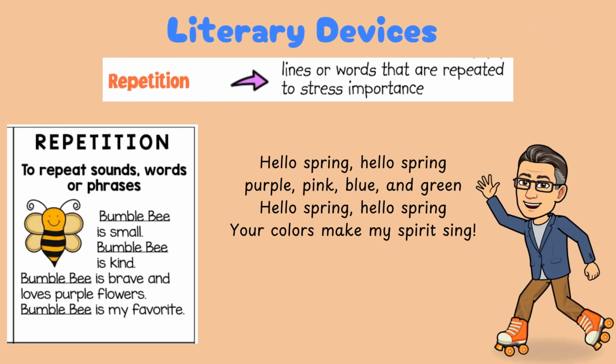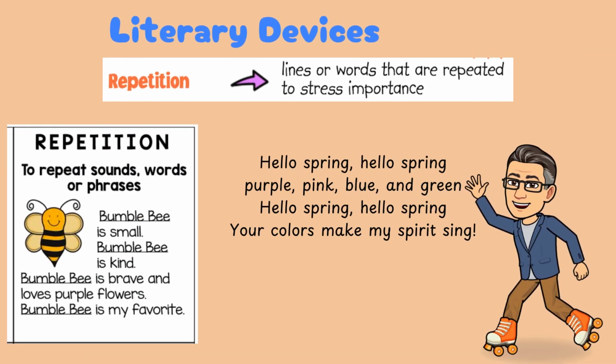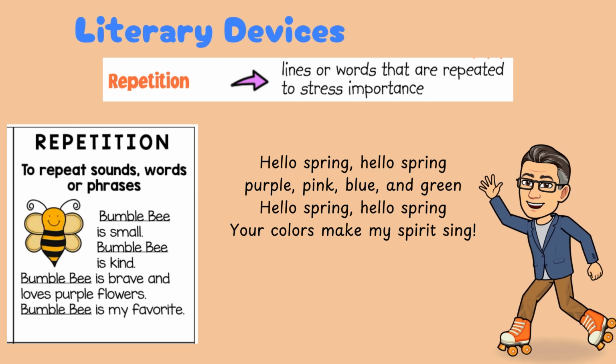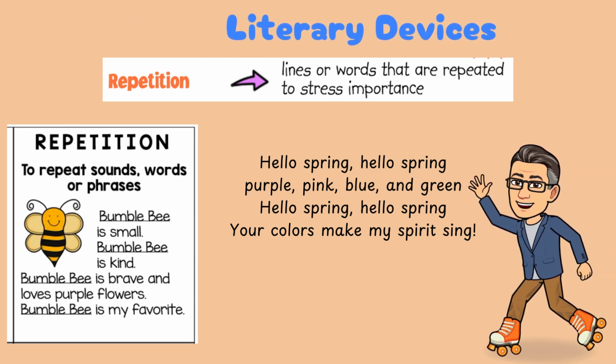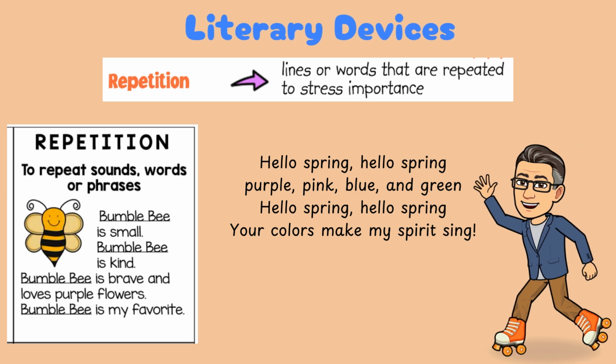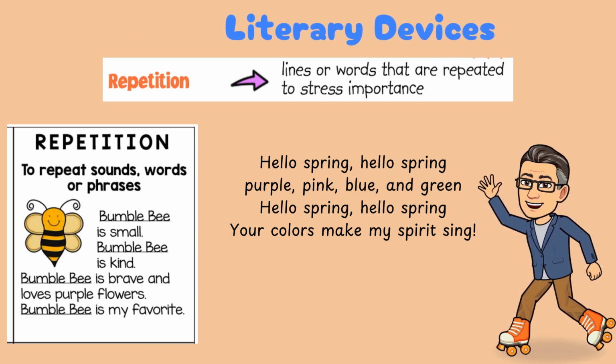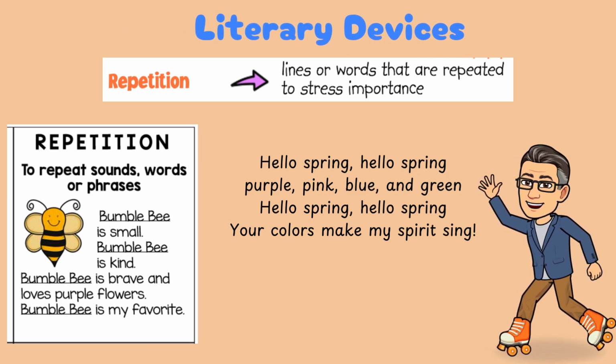Let's now talk about the literary devices used for elements in a poem. Authors can use repetition as an element. Repetition are lines or words that are repeated to stress importance. Below is a repetition poem. Hello spring, purple, pink, blue, and green. Hello spring, your colors make my spirit sing. The author used the same line, hello spring, throughout this poem to stress that the author is speaking about spring and is excited about spring.